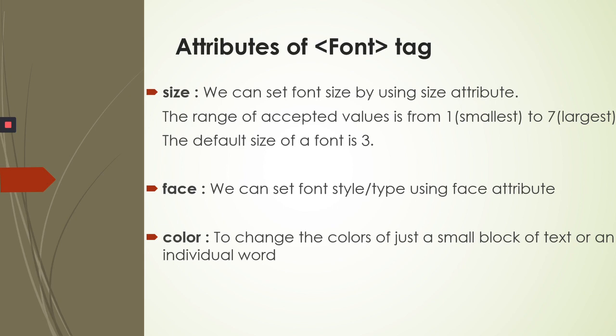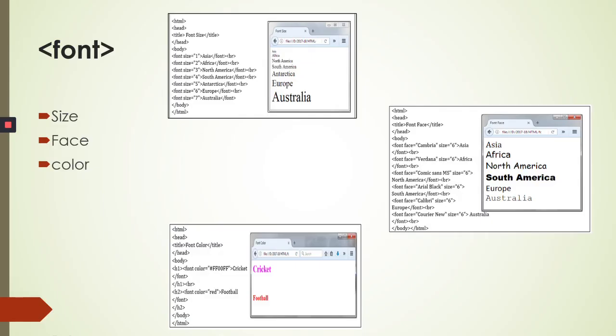Then face, we can set the font style using the face attribute, like Times New Roman, Courier, Verdana, Calibri. These are the font faces, styles which you can apply to your particular text. Then comes the color. It changes the color of the text which is between the opening font tag and the closing tag. The attributes will be applied to only that text which comes in between the opening and the closing tags of the font. So let's see how this looks.